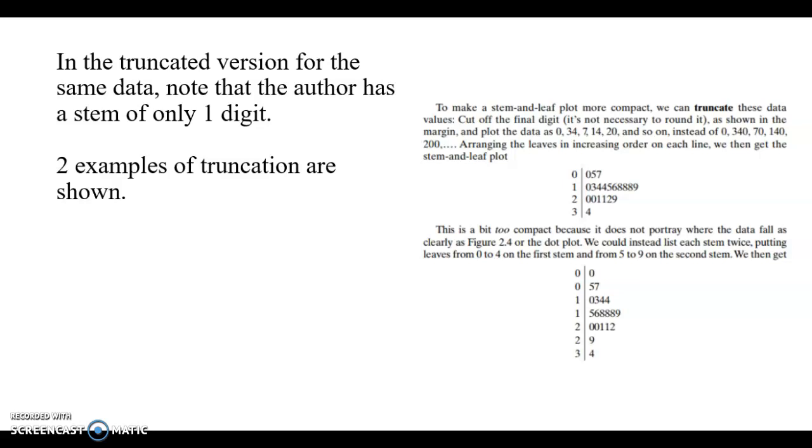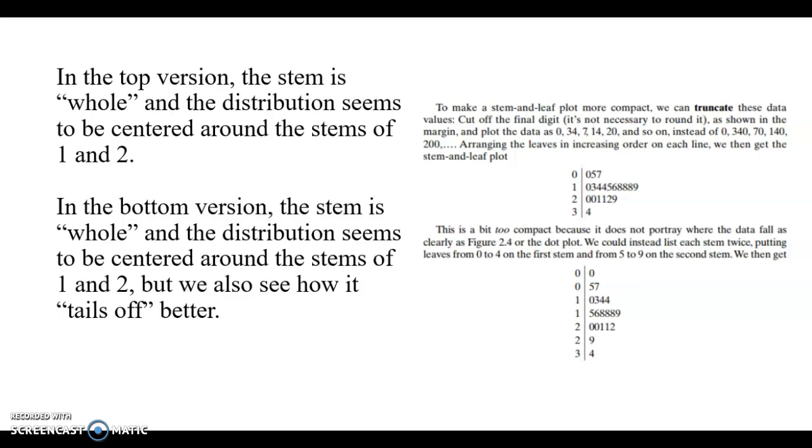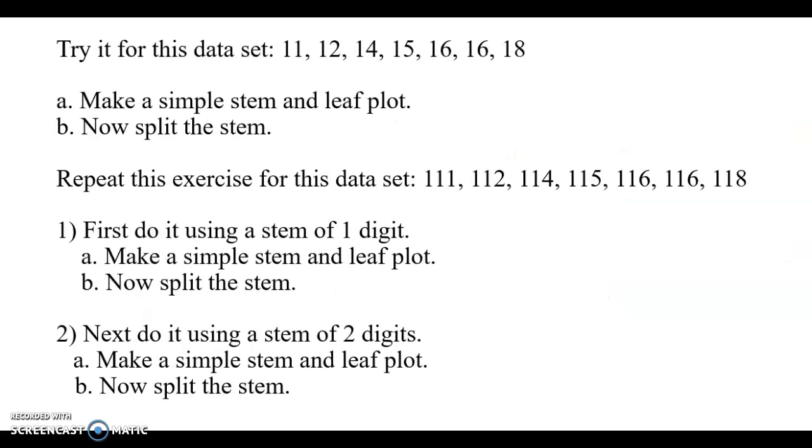So what I'm going to do is to do a version with you where it's not that way. And you can read this in detail. Do it as slow or as fast as you want. So this is the data set I'd like you to work with: 11, 12, 14, 15, 16, 16, and 18. I'd like you to make a simple stem and leaf plot. So stop the video, stop whatever you're doing, take out paper, ruler, pencil, make it. Now see if you can split it.